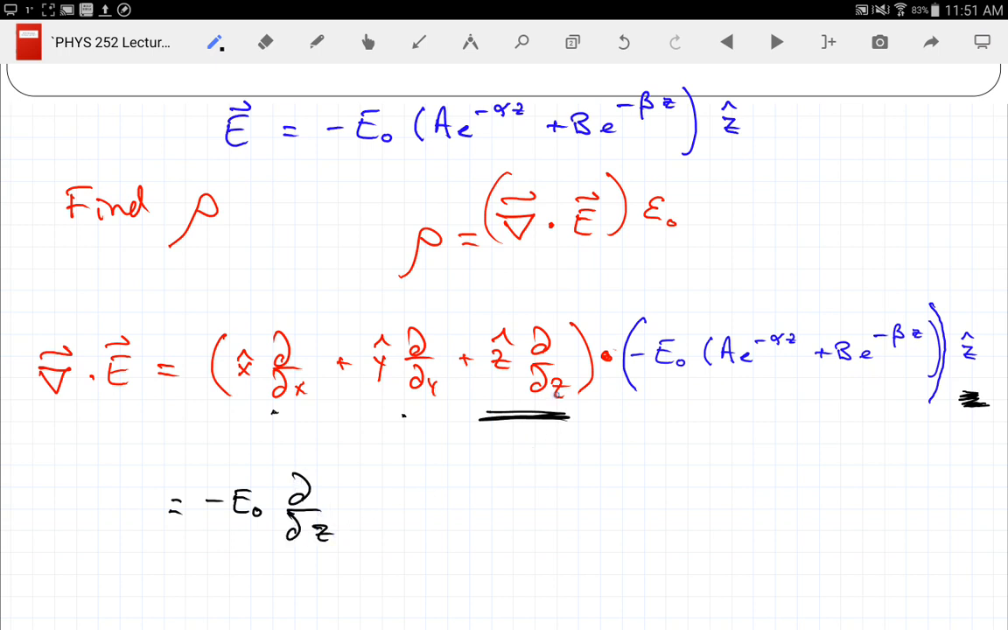d/dz. Notice the derivative comes before the stuff I'm taking the derivative of. That's kind of an important piece of the process. So that's del dot E.